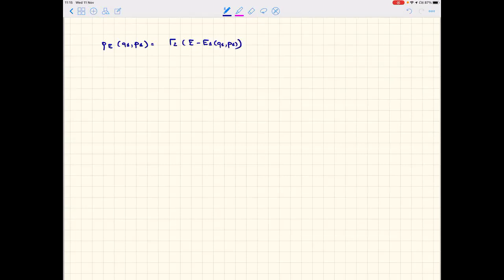Now, the point is the following. The total E is essentially dominated by what is happening in system 2, because system 2 is much, much larger than system 1. And therefore, total E is much, much larger than E1. You see? Because V1 is much smaller than V2. Therefore, I can expand this in a power series. And what I'm going to get is the following.